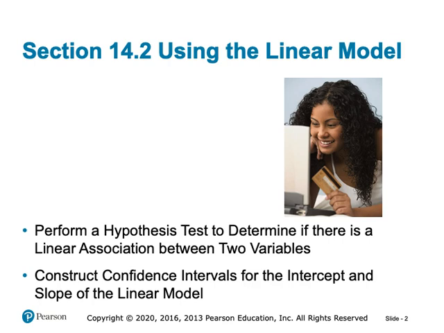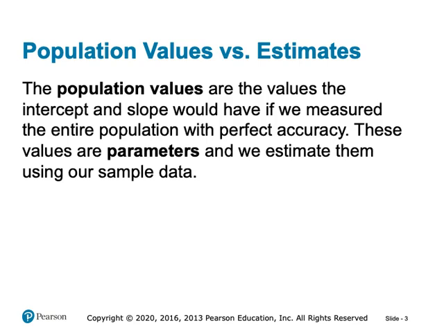So, let's get started by delving into the details of the linear model and how it can be used to make powerful inferences about the world around us. Now, let's talk about an important concept in regression analysis: the difference between population values and estimates. When we talk about population values in the context of regression, we're referring to the true values of the intercept and slope that would result if we could measure every single member of the population with perfect accuracy.